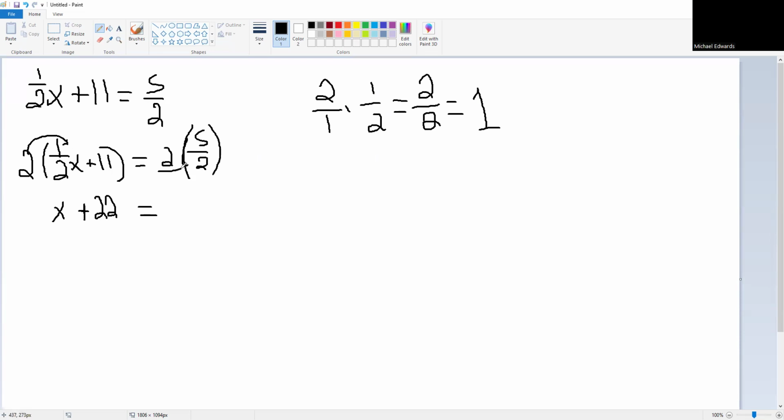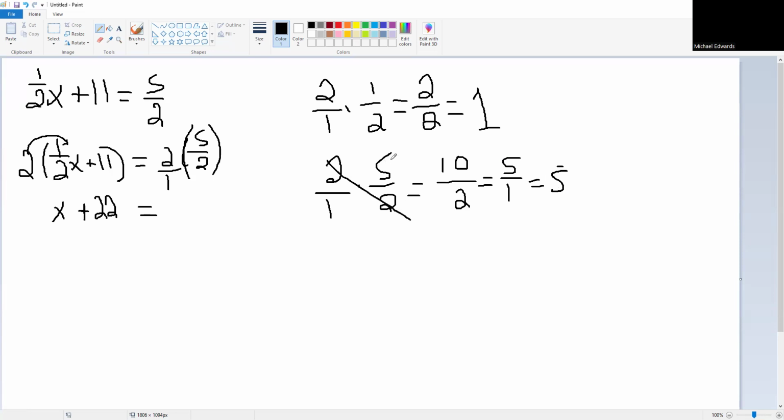All right, so this guy, it's just going to be 5, but we'll do the math. So the 2 over 1, this guy here, times 5 over 2. So let's do the math. We can do 10 over 2, which is 5 over 1, which is just 5. Or you could have crossed out the 2's and realized that it's just 5. So we're writing down our 5.